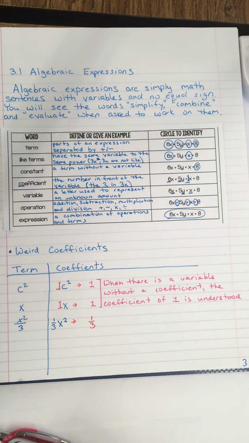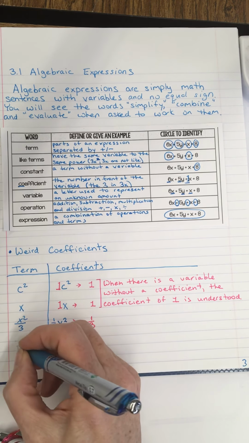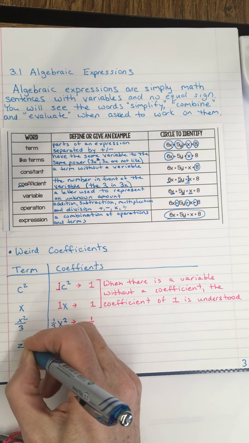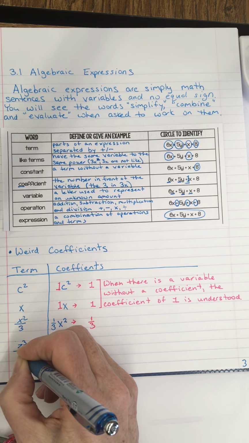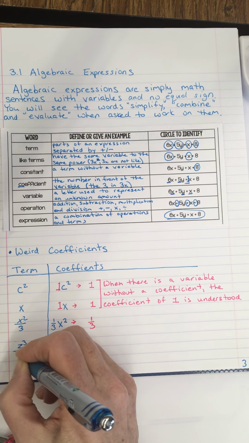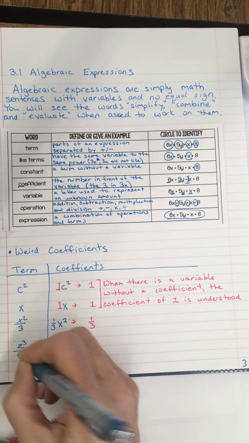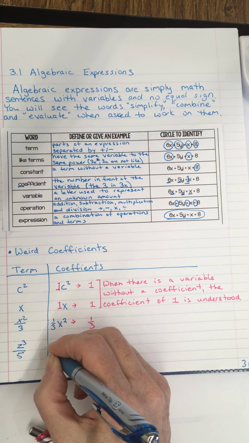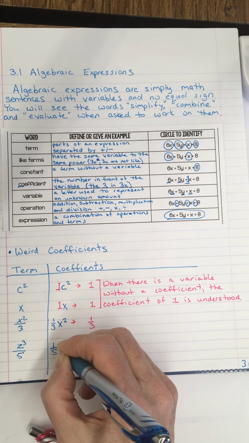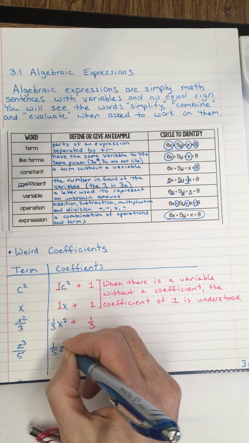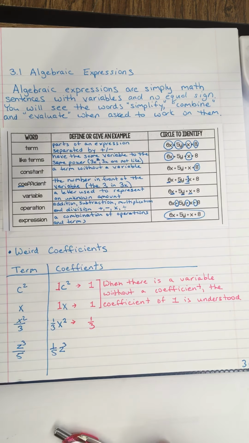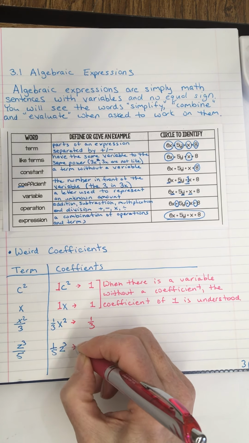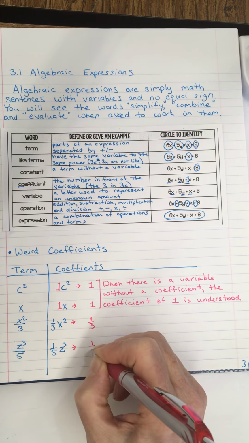Let's do another one just so you can kind of see the pattern. How about z cubed over 5? And that would be the same as 1/5 times z cubed. So your coefficient is 1/5.